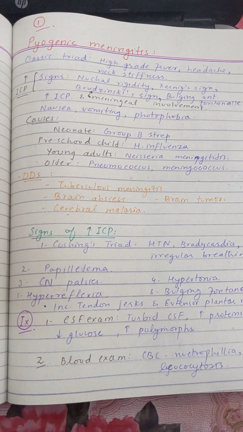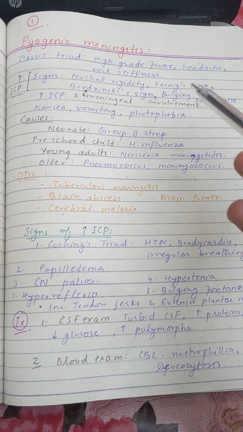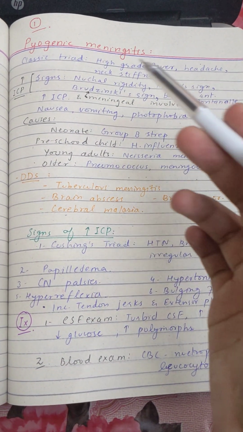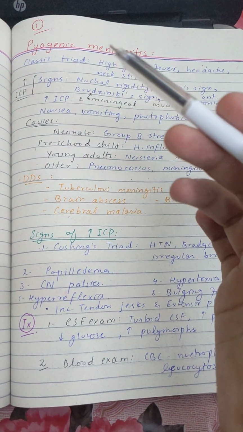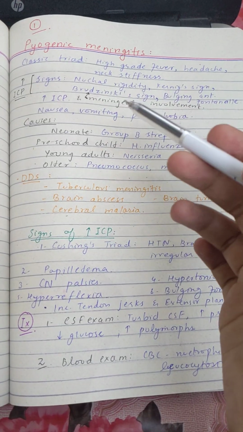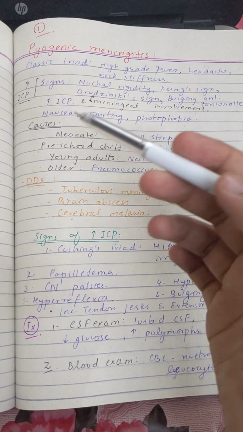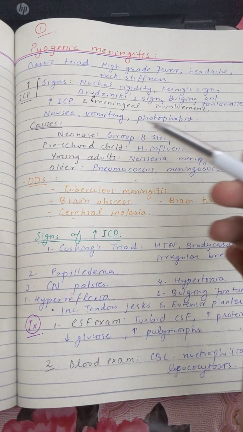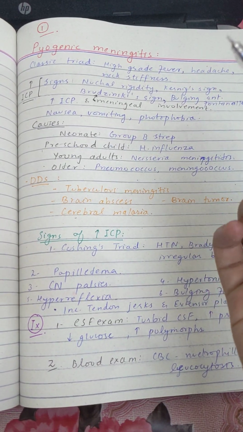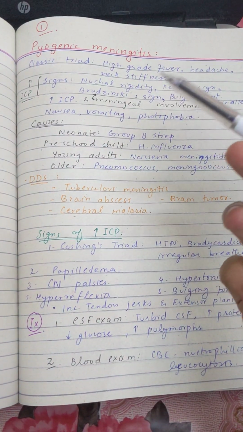And the important signs that we're going to be seeing are nuchal rigidity, Kernig sign, Brudzinski sign, and bulging anterior fontanelle. Out of these, the nuchal rigidity, the Kernig sign, and Brudzinski sign are the signs of meningeal involvement or meningeal irritation, and the signs such as bulging anterior fontanelle, nausea, vomiting, and photophobia, these four are the signs of raised ICP, because we know that meningitis is also sometimes associated with raised ICP. So there will be signs of raised ICP and signs of meningeal irritation.